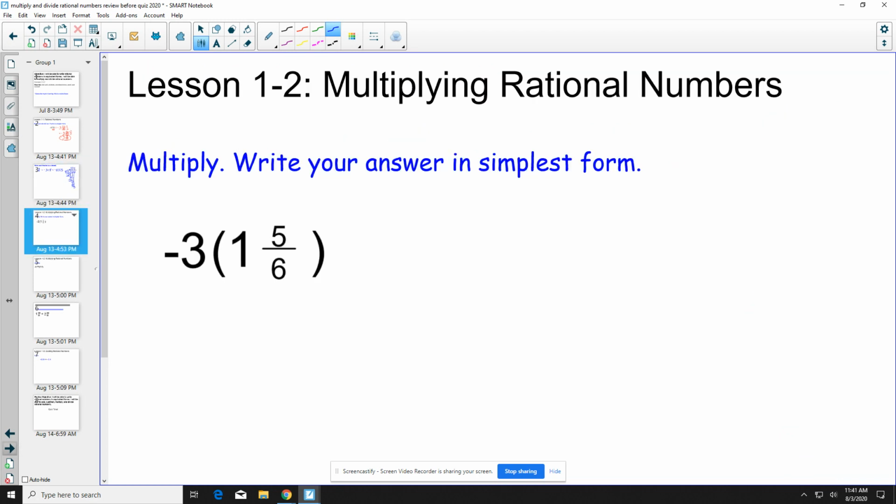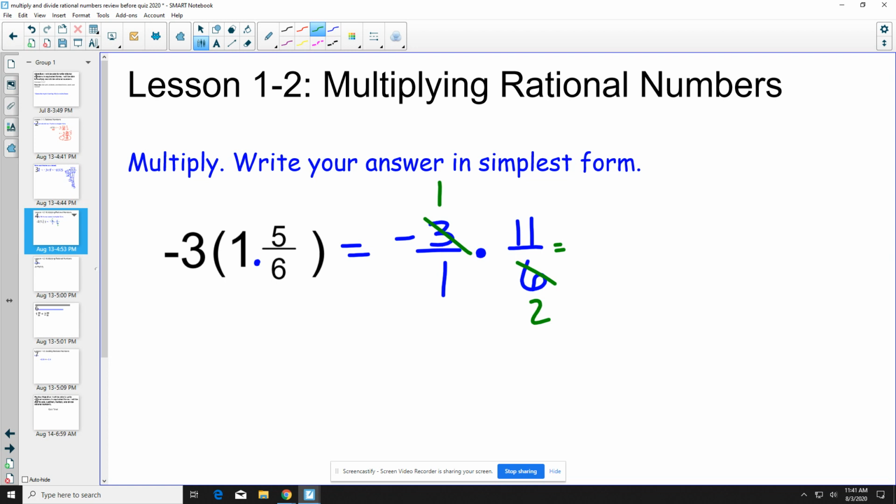Okay, next we're going to review multiplying. If I take -3 times 1 and 5/6, I have to make them improper. -3 is the same as -3 over 1, but make 1 and 5/6 improper by taking 1 times 6, which is 6, adding 5 to get 11, that would be 11 over 6. Then I'm looking for cancellation. 3 goes into 3 once, 3 goes into 6 twice. I don't see any more cancellation.